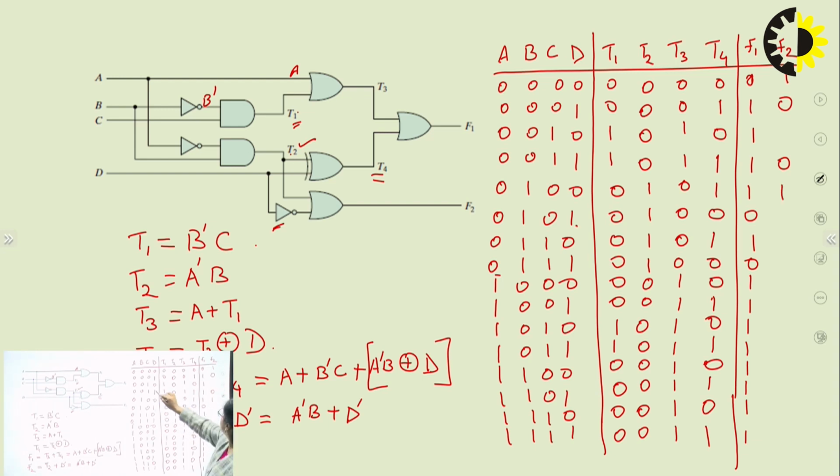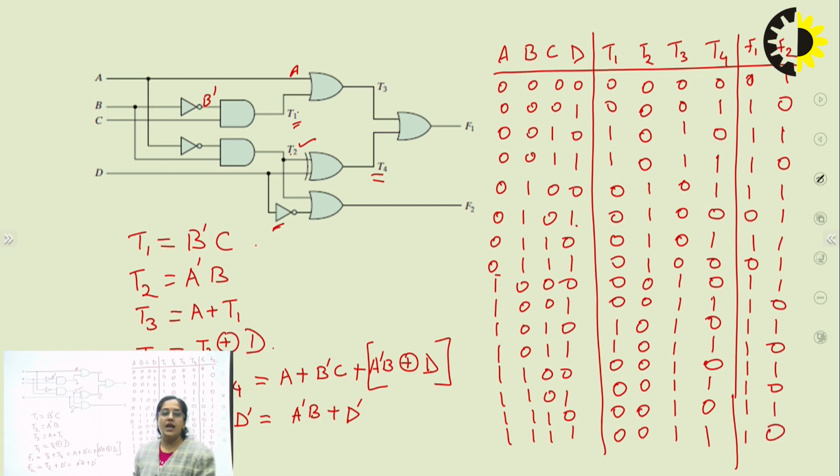Here it is 1. Now here 1. So this is 1, T2 is 1, so it will become 1. Again 1, 1, 1, 0, 1, 0, 1, 0, 1, and the last one is 0.